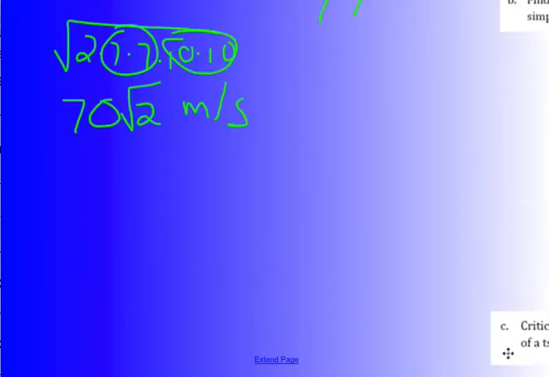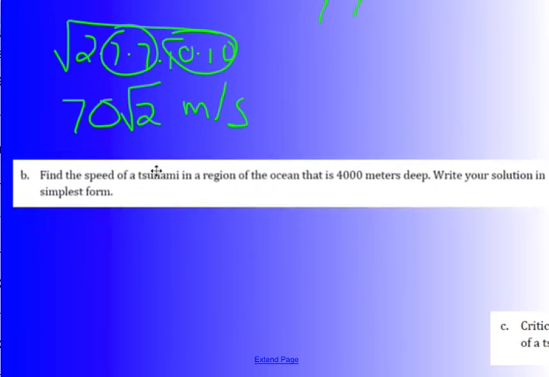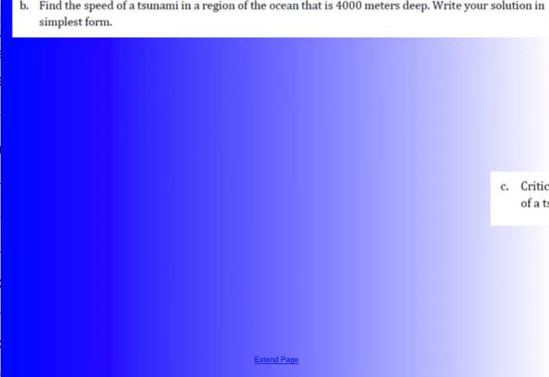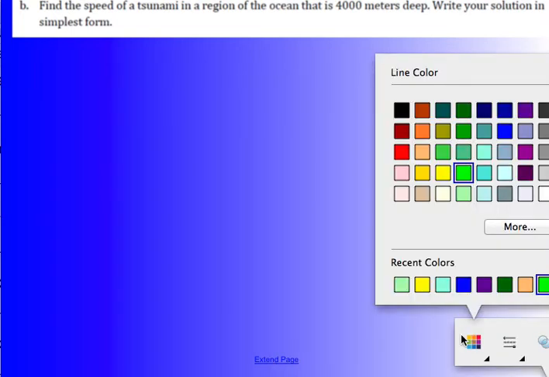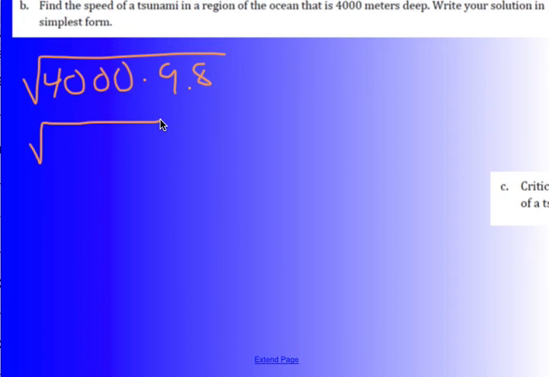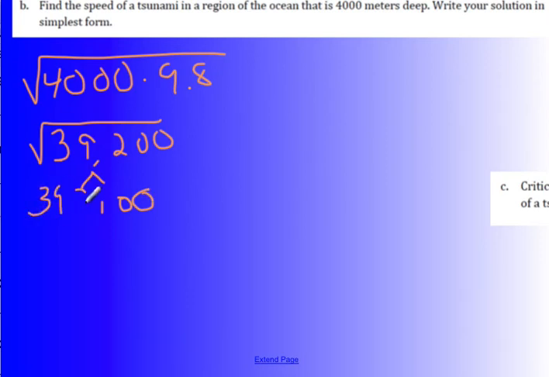So let's now take a look at part B. Find the speed of the tsunami that's 4,000 meters deep. So it's 4 times as deep. Let's take a peek at that one, shall we? When we do that, we're going to take the square root of 4,000 times our gravity constant, which is 9.8. Now, when we do that, we end up getting 39,200. So now we're going to break that down. Again, I see the 2 zeros at the end, so I know that 100 divides it, and then I'm going to have 392 here.